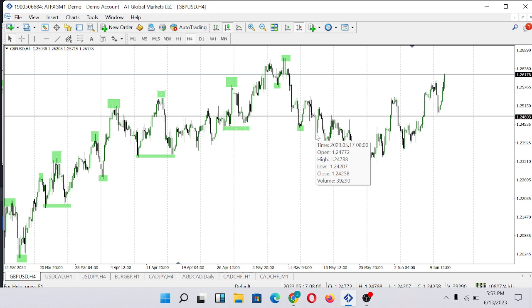Then lower low, lower high, lower low, lower high, lower low. This is lower high. Now it fails to take out this low. It created a higher low here, took out this low, higher high, higher low. That means trend has changed. Where did the trend change? The trend actually changed from where? This previous low, right?